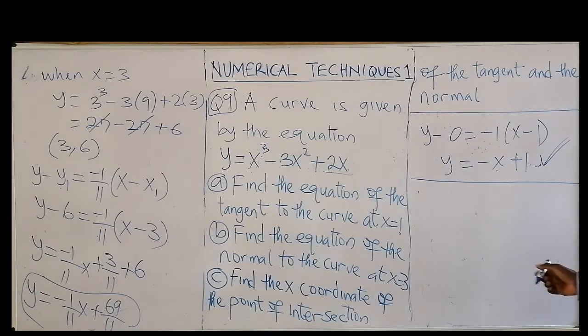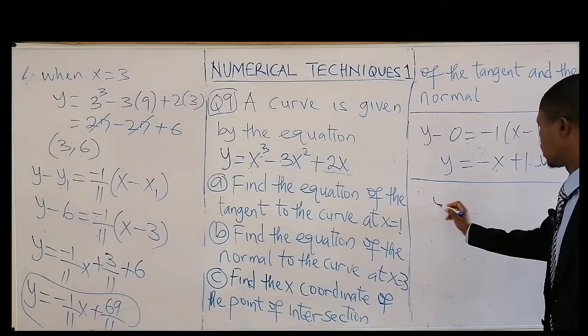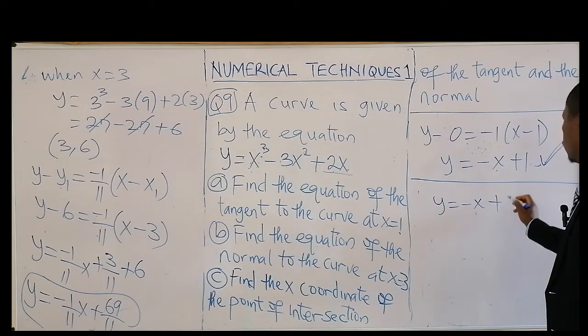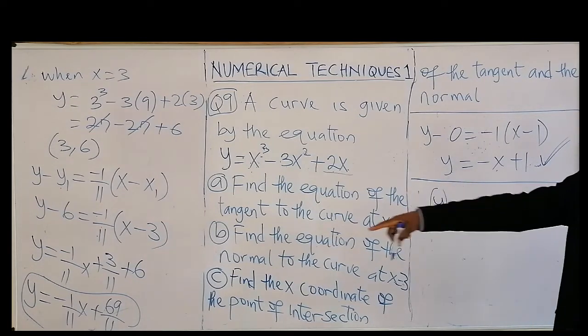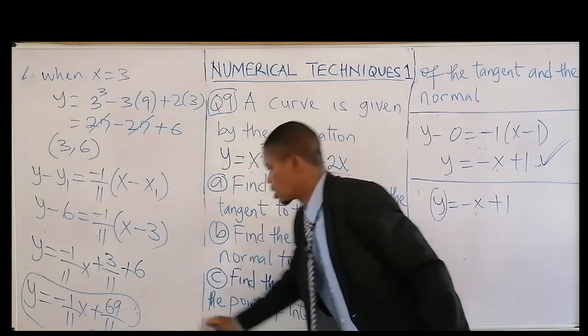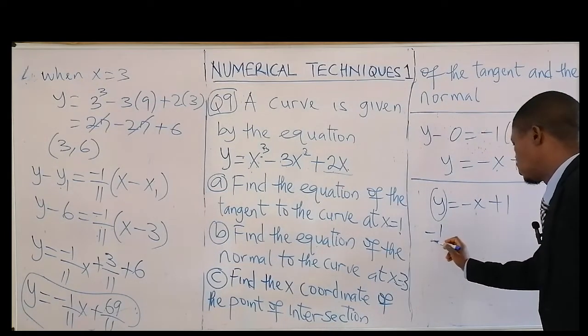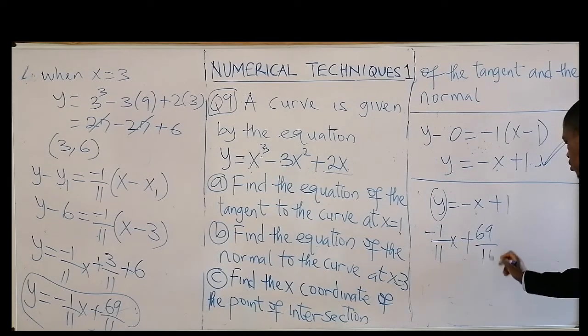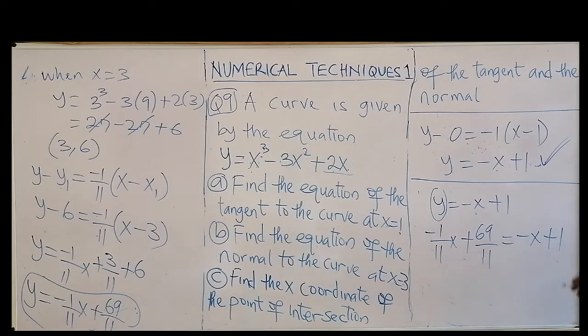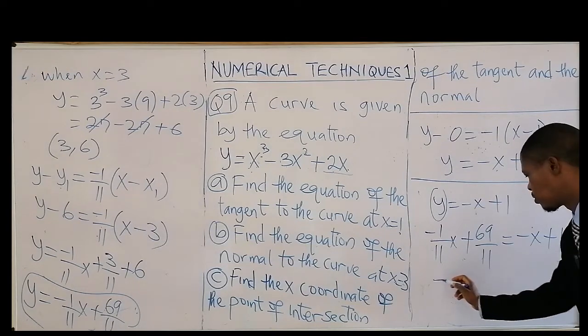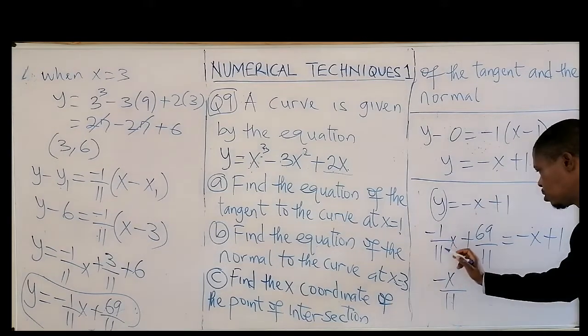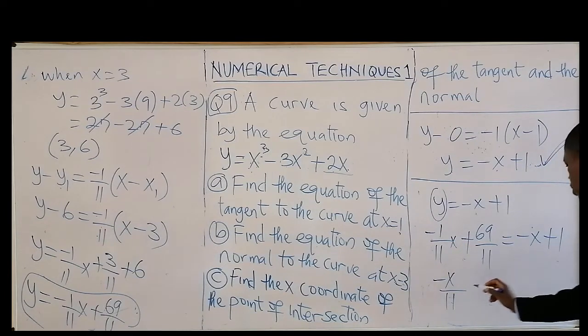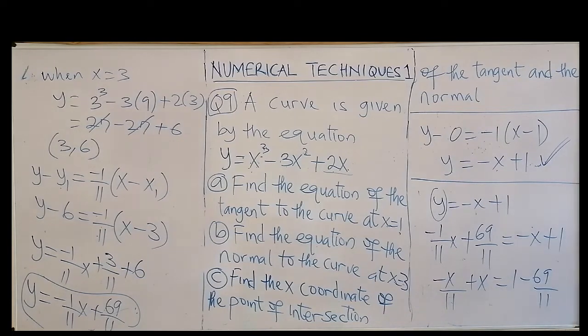And that will become y equal to minus x plus 1, and this same y is equal to this one, minus 1 over 11 x plus 69 over 11, equal to minus x plus 1. Can we move this one to the other side? And that will be minus x over 11. This one, minus 1 times x, that's this. Then this one plus x equal to what? 1 minus 69 over 11.